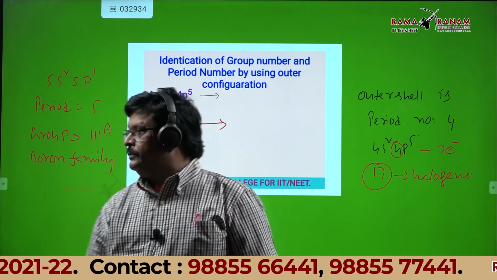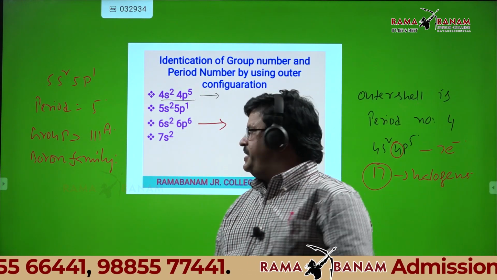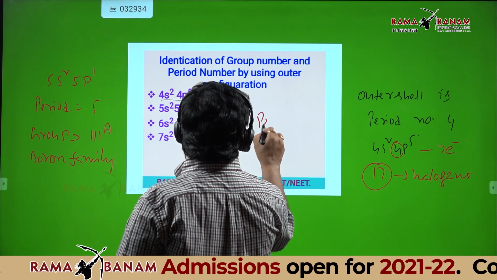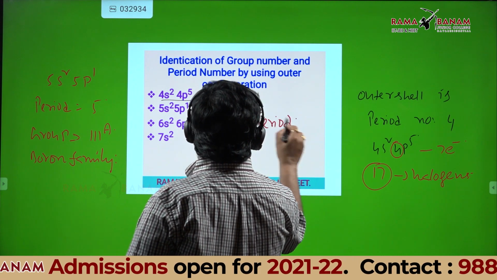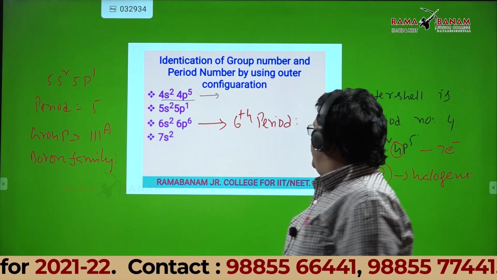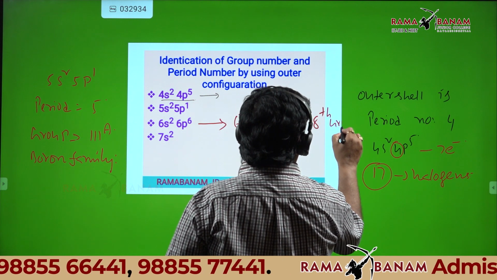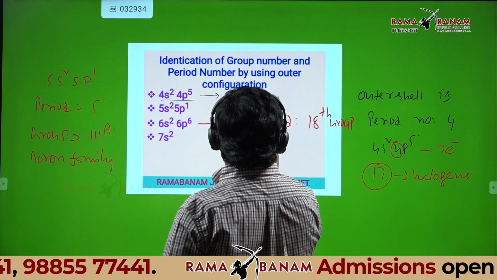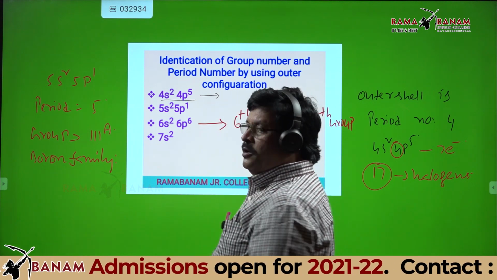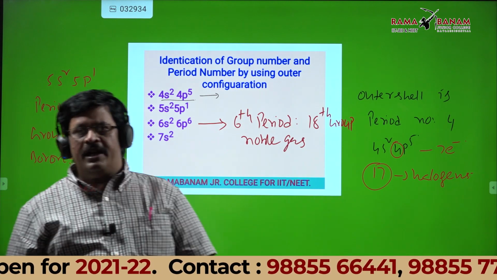Completed, sir. Which group, which period is it? 6s2 6p6. Sixth period. Yeah, this is sixth period. Can anyone tell the group? 18th group. Noble gases, sir. It is a noble gas. Good students. Then complete the last one.